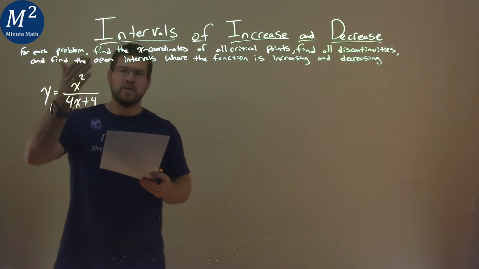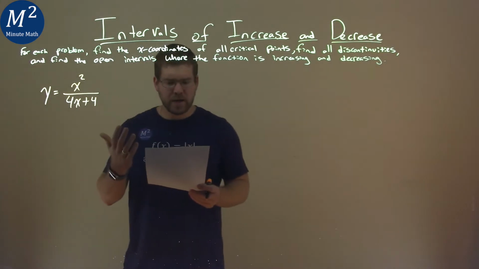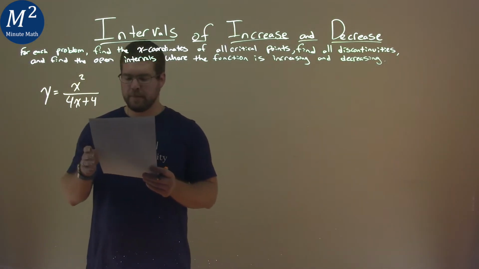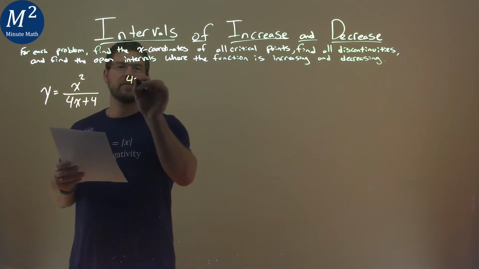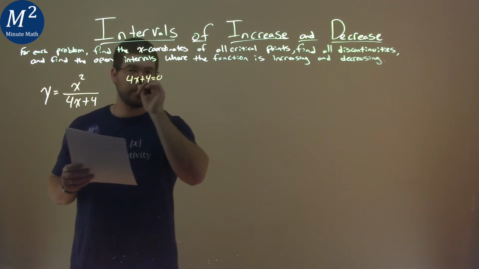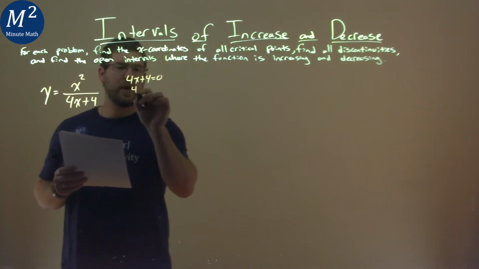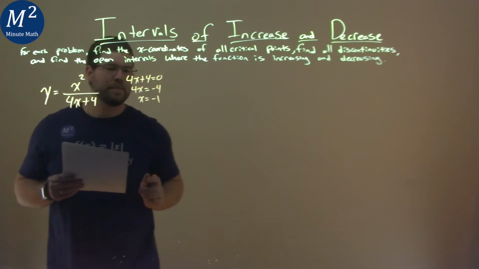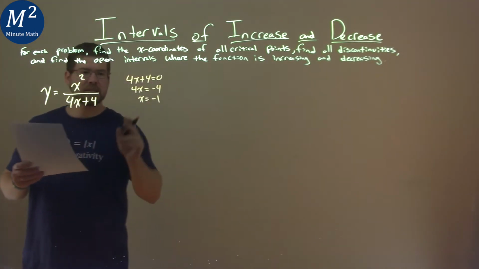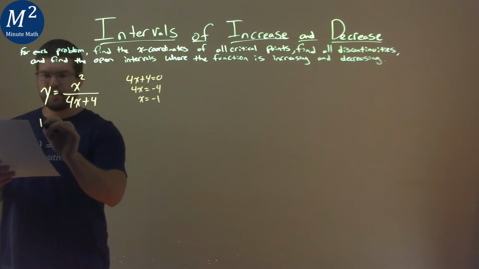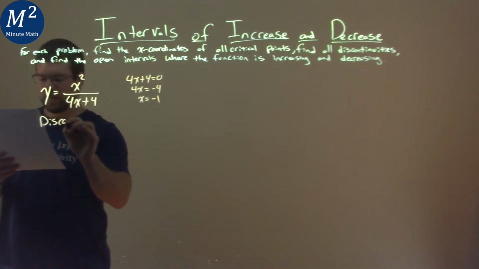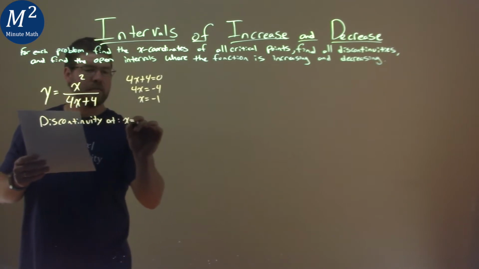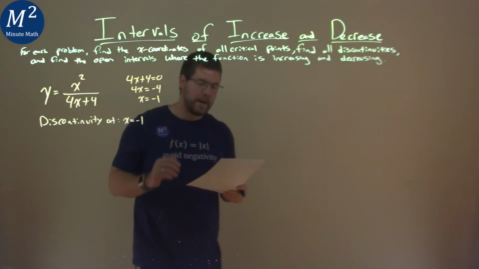Well, first thing I notice, this is a rational function. So a rational function, we know we can't divide by 0 and be discontinuous there. So I take my denominator, 4x plus 4, and I set it equal to 0. Solving for x, 4x equals negative 4, and x equals negative 1. And so right off the bat, we have a discontinuity at x equals negative 1. Got that right off the bat.